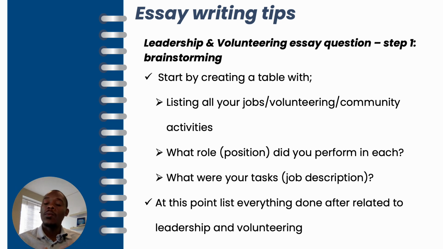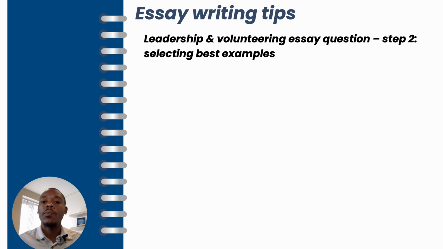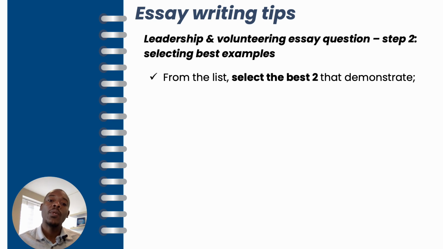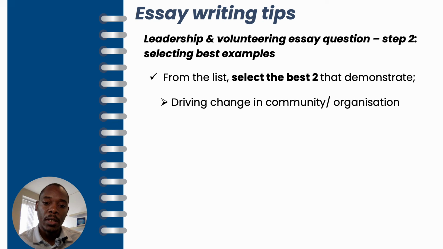And what you want to do at this point is to list everything that is related to any role of leadership or any role of volunteering. And once you write, then the next step is to select the best 2 examples from what you've listed. And this should enable you to select the best 2, one that relates to leadership and one that relates to you being a volunteer.